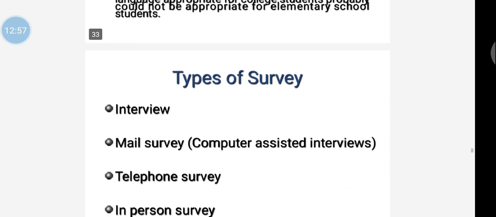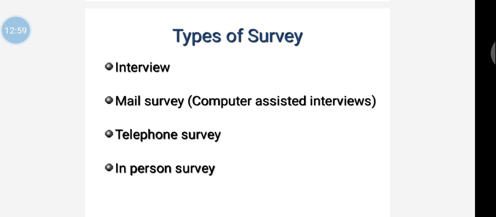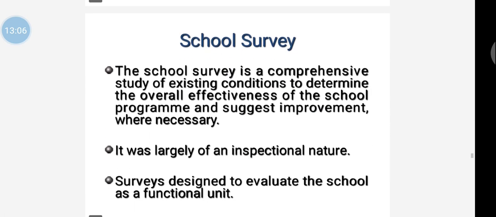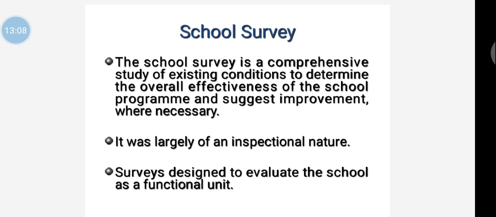Then, types of survey. First one is interview. Second one is mail survey, that is, computer assisted interviews. Third one is telephone survey. And the fourth one is in-person survey. First, let us see about school survey.